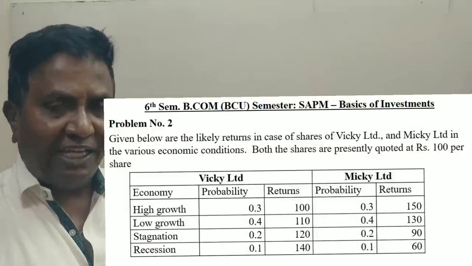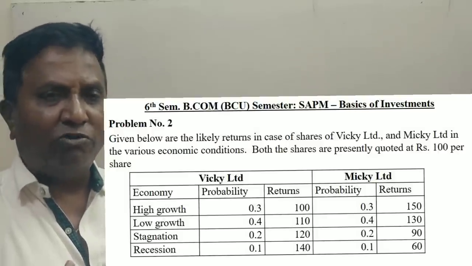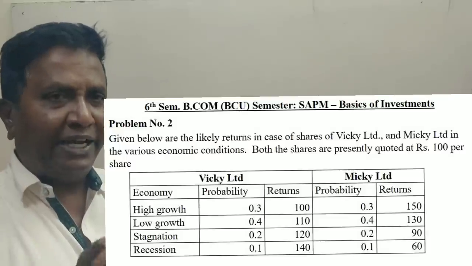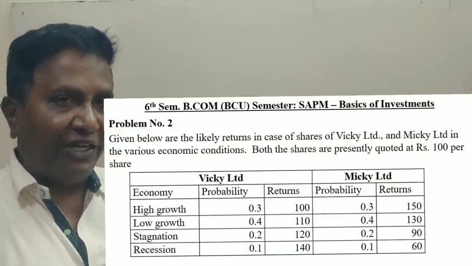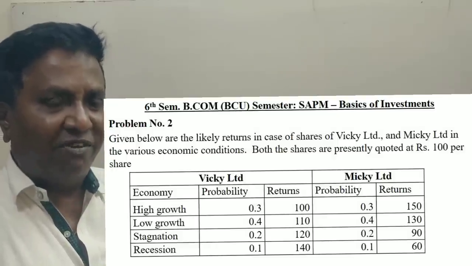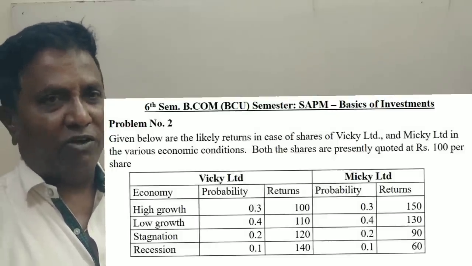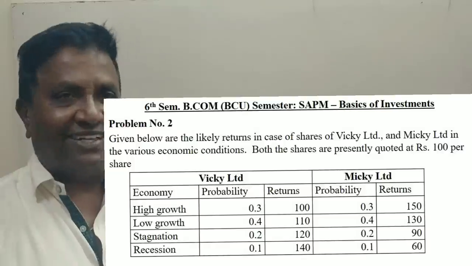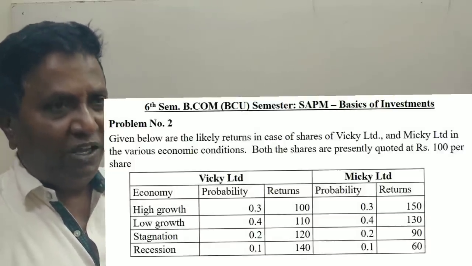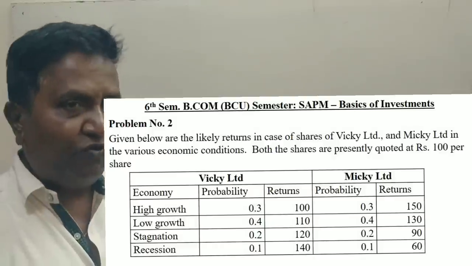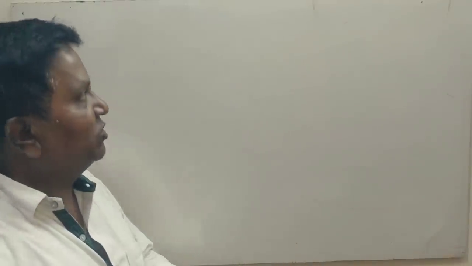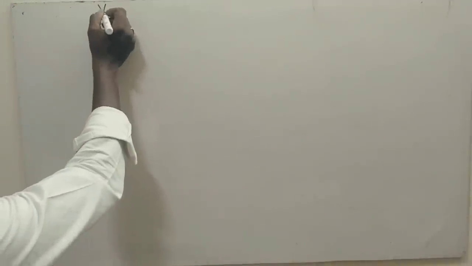Now, what exactly we have to find out and what exactly we have to do in this question? We have to compare what is the expected rate of return in case of Wiki and Mickey, and what is the risk involved in Wiki and Mickey. Both we have to find out. When you are finding out the risk, always we have to calculate the standard deviation. Now, we should understand in this question how to find out the expected return also, standard deviation also. Now, let's calculate Wiki's.